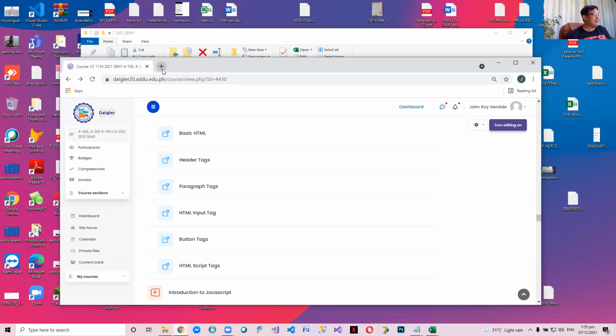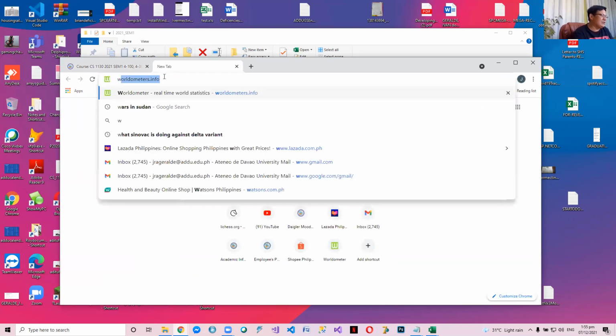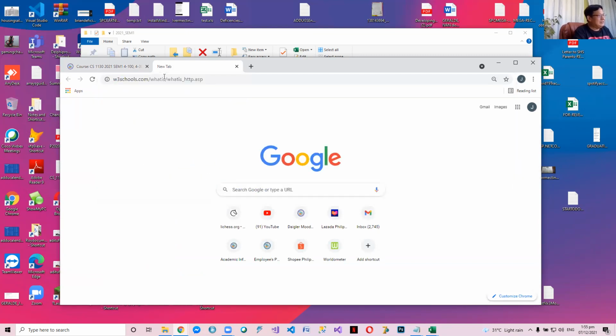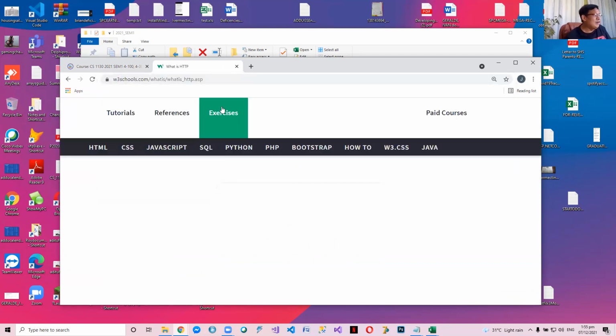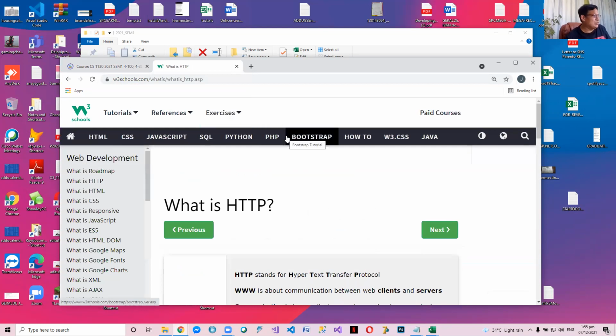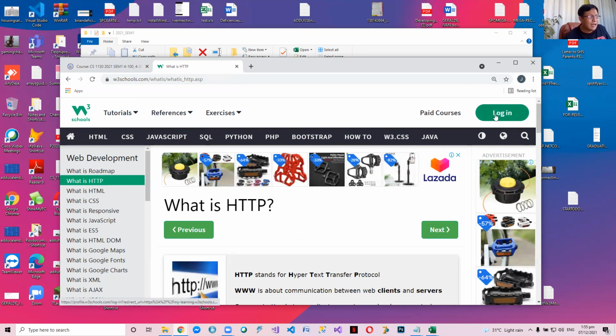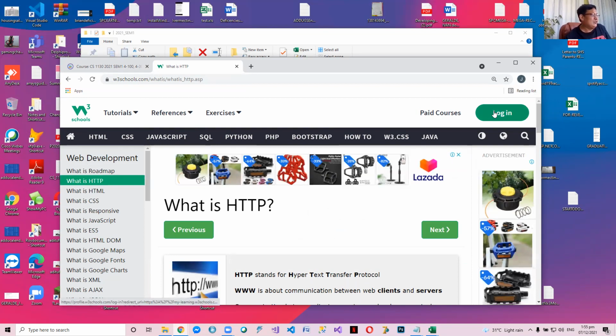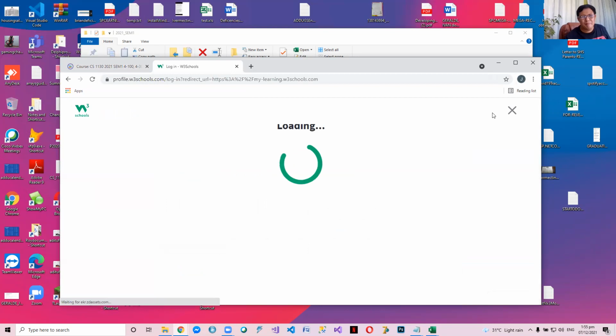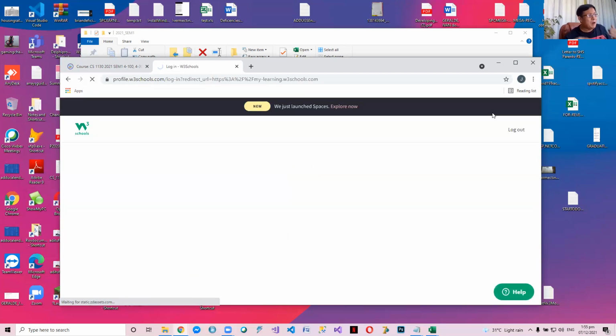Now, in W3 schools, you can start creating an account in W3 schools. You have a free space which you can use. Pwede ka mag-login dito. I'll show you, I have mine already. So you can create a web page and publish it in W3 schools.